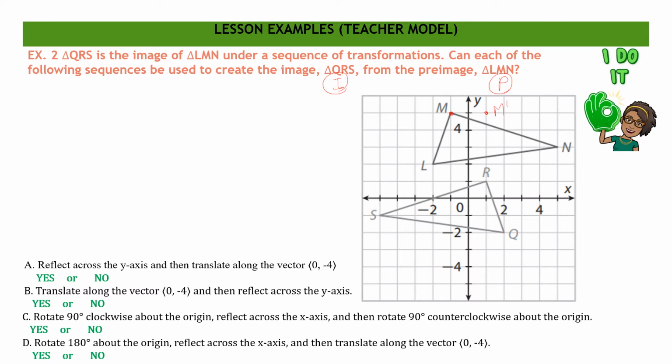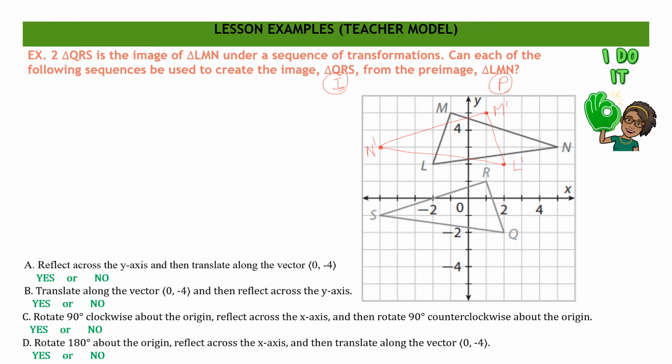N I see is 1, 2, 3, 4, 5 units away, so N prime is 1, 2, 3, 4, 5 units away here. L I see is 2 units away, so L prime is going to be 2 units away. And as you see, ladies and gentlemen, we have our first image here.